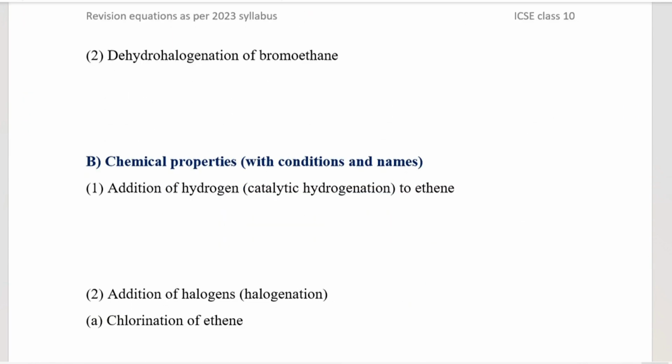Okay, dehydrohalogenation. Halogen means F, Cl, Br, halogen group. So you are removing water as well as you are removing the halogens. Therefore, it is called dehydrohalogenation of what? Bromoethane. Bromoethane. What is the formula?